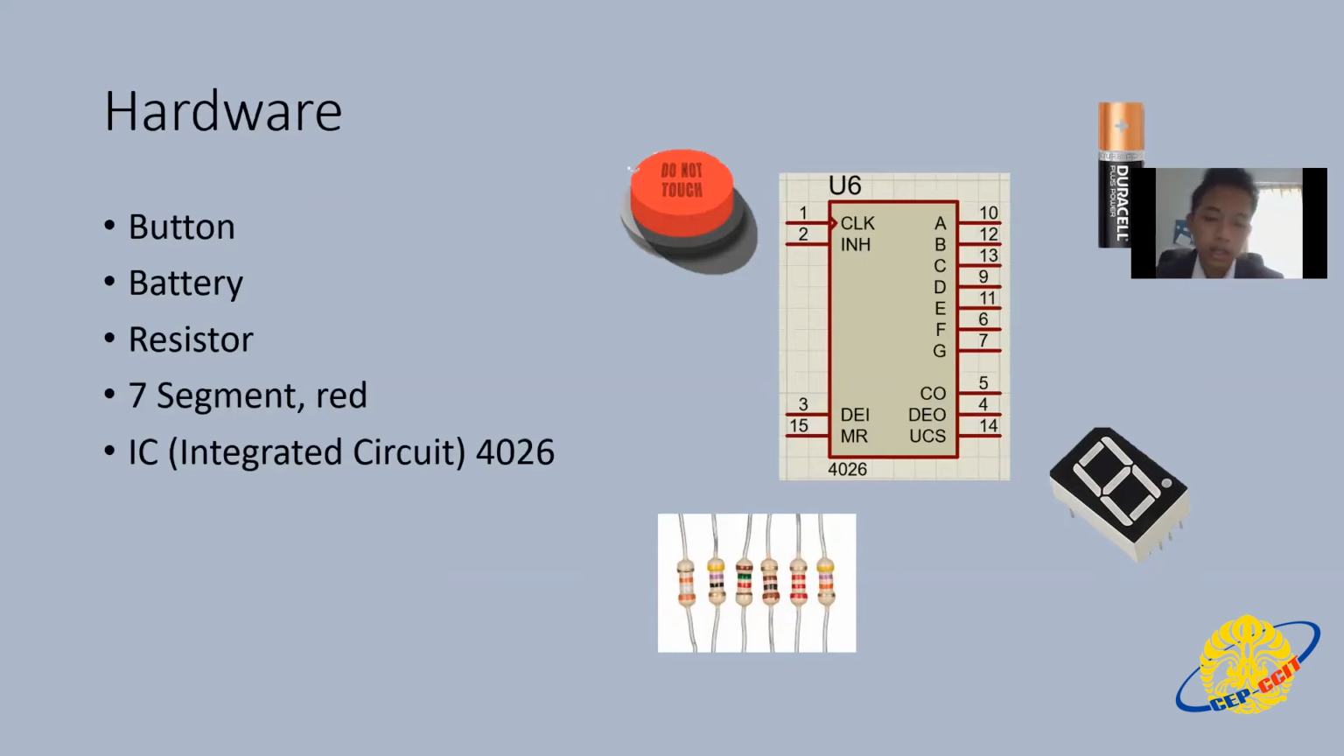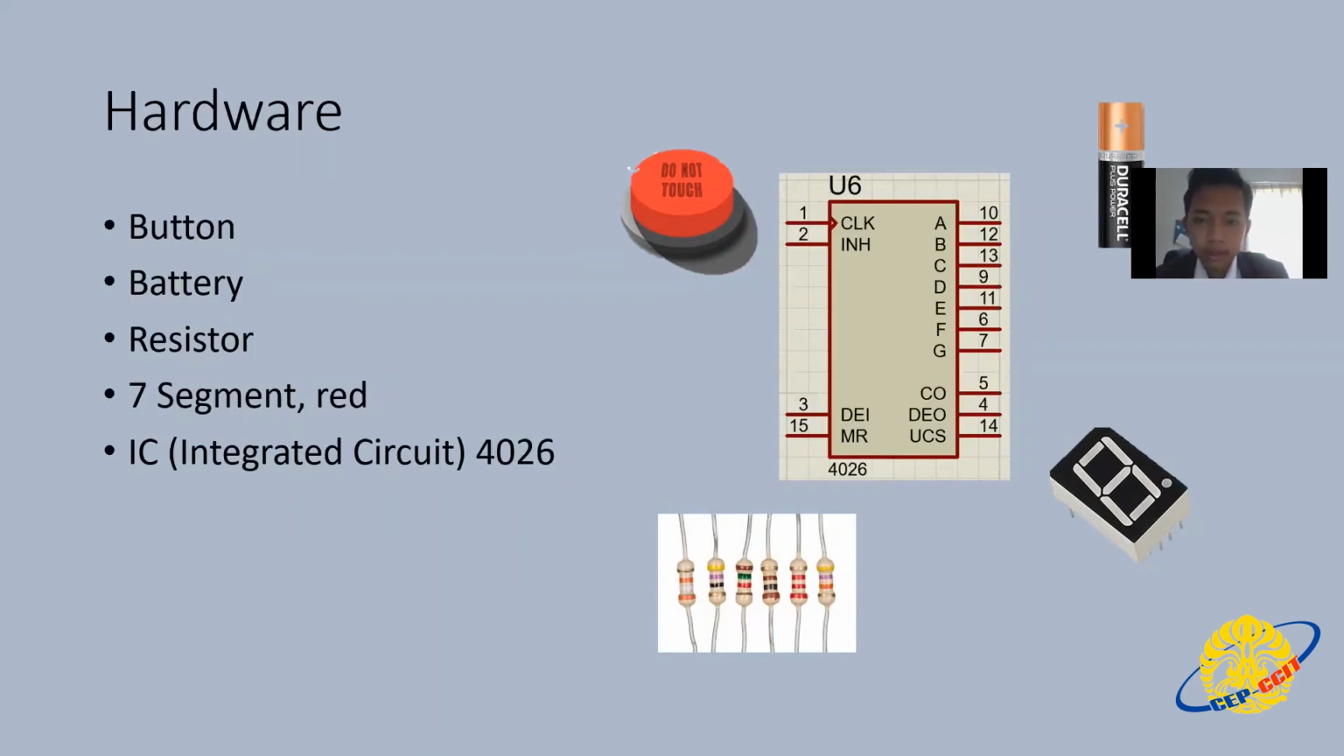And there is UCS or the ungated C segment. This pin is only used for dividing function. It is high by default and will be set to low when the counter reaches 2. Then there are the A, B, C, D, E, F, G pins. These are the 7 decoded outputs from A to G used to illuminate the corresponding 7 segments for displaying the numbers from 0 to 9.